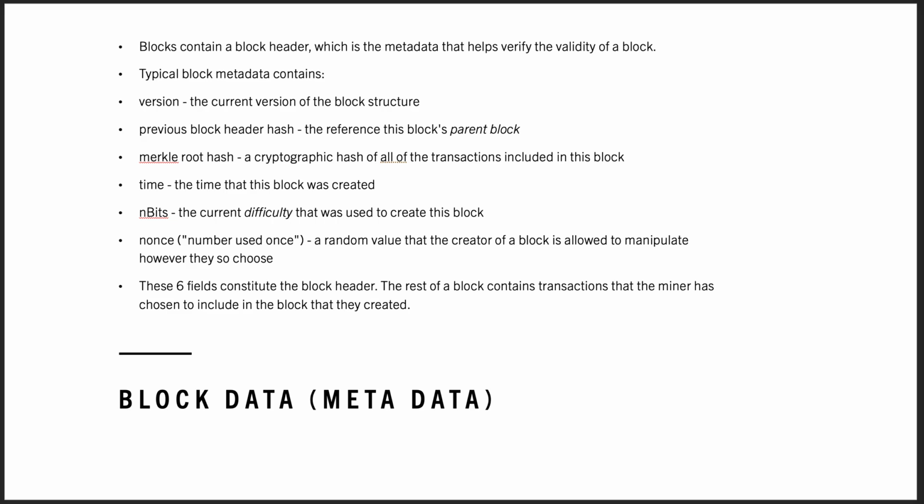Then the Merkle root hash is basically the cryptographic hash of all the transactions included in this block. So you take your transactions field and make a hash of that. And then the time the block was created, the difficulty that was used to create this block, and then the nonce, the number used once. It's the random value, and that's how you do your proof of work. When you're guessing at your tera hashes per second, it's all about that nonce. It's a random value the creator of the block is allowed to manipulate however they choose, but that is how you get your validation. So that's basically your block header.